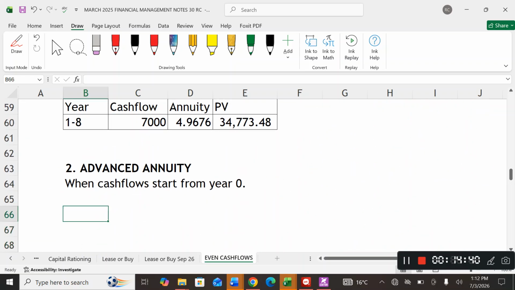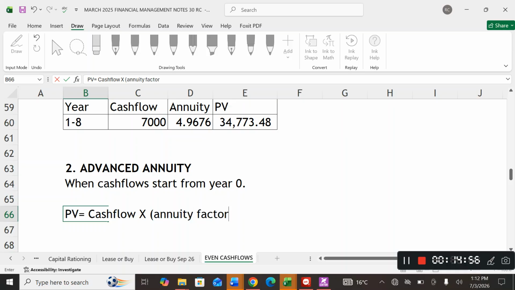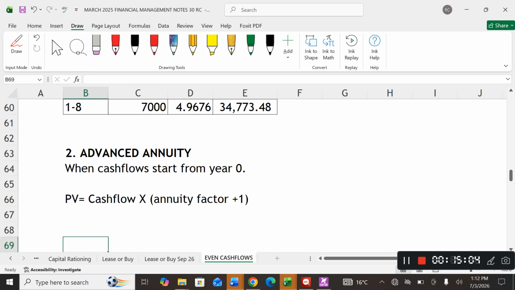So the present value, PV, of an advanced annuity is equal to cash flow multiplied by the annuity factor plus 1. You need to add the discount factor for year 0, which is always 1.